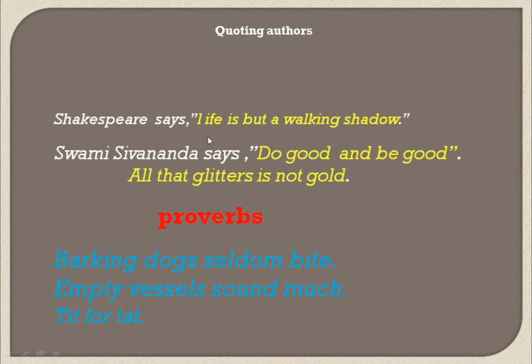Shakespeare says, life is but a walking shadow. You see, life is but a walking shadow. This is in simple present. Because this is a quotation of the author, we use simple present. Swami Shivananda says, do good and be good. Here, do good and be good is in simple present. Similarly, William Shakespeare says, all that glitters is not gold. The sentence structure is in simple present. So when you are quoting the sayings of some authors, we use simple present.